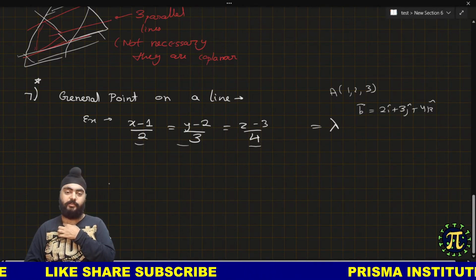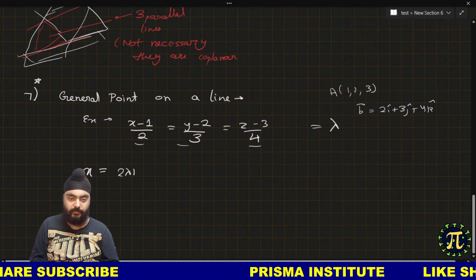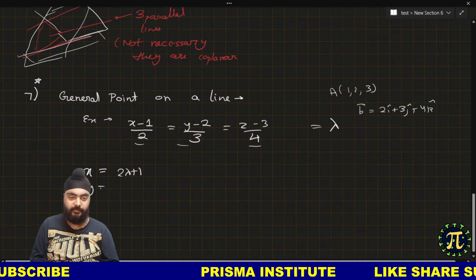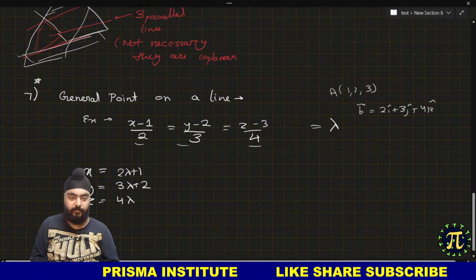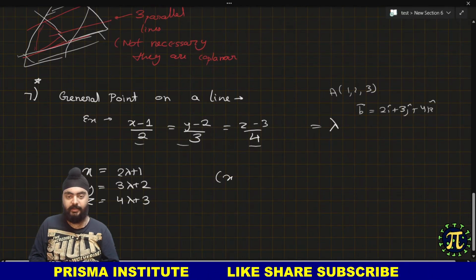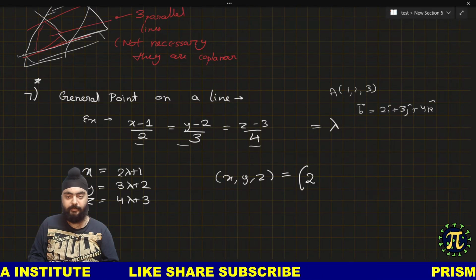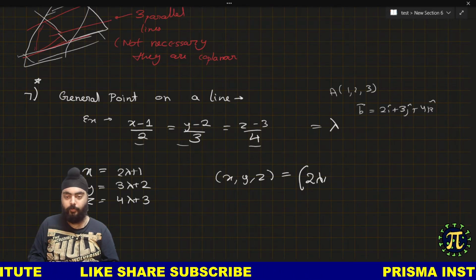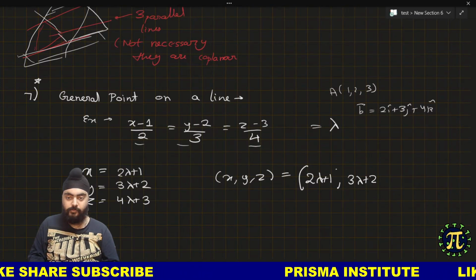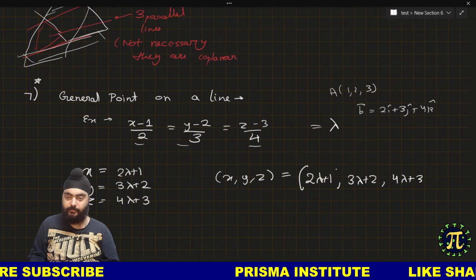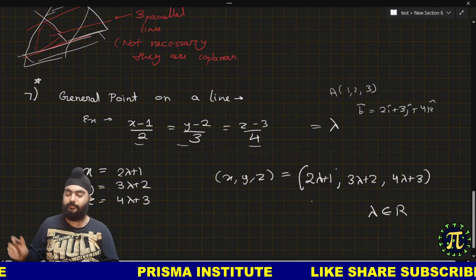To find other points on the line, you can find the value of x. What is x coming out to be? 2 lambda plus 1. You can find the value of y, which is 3 lambda plus 2. And z is 4 lambda plus 3. So I can write my x, y, z coordinate on this line as a general coordinate which depends only upon one variable lambda: 2 lambda plus 1, 3 lambda plus 2, and 4 lambda plus 3, and lambda belongs to the reals. For all the real numbers, you have all the points that lie on the line.